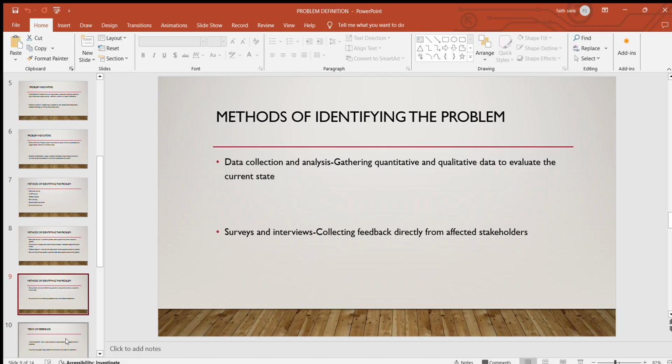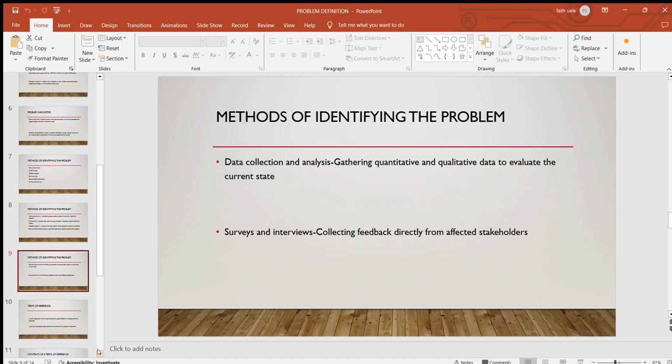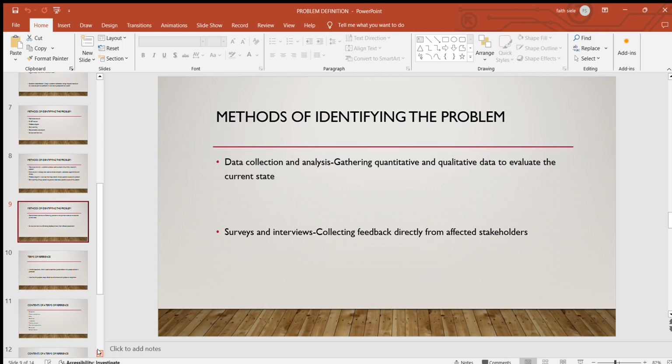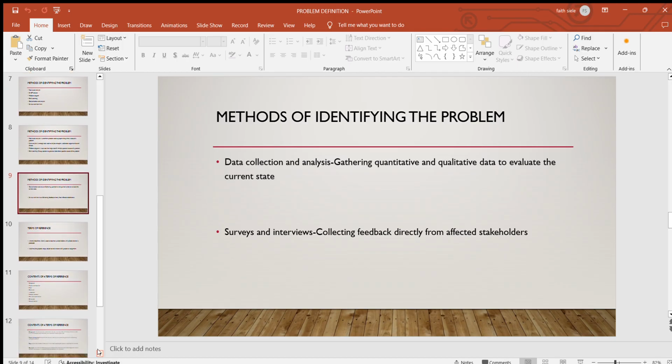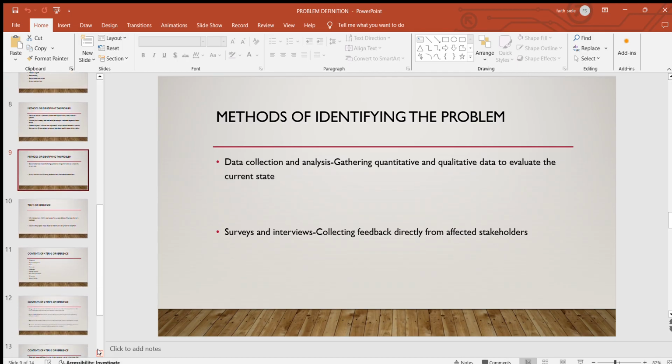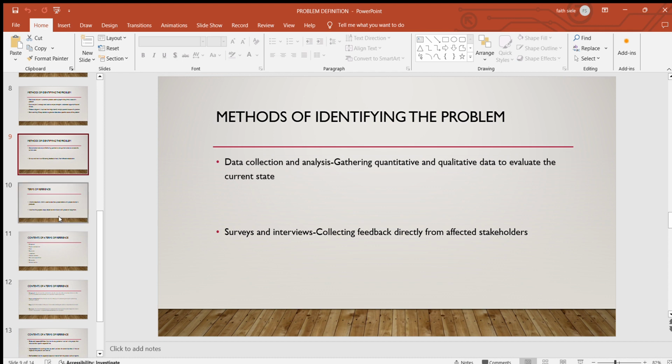So next, I'd like us to look at the contents of a terms of reference. But before that, I'd like us to define what a terms of reference is. So what is a terms of reference? Maybe you can take a few seconds to brainstorm what a terms of reference is. What is a terms of reference?